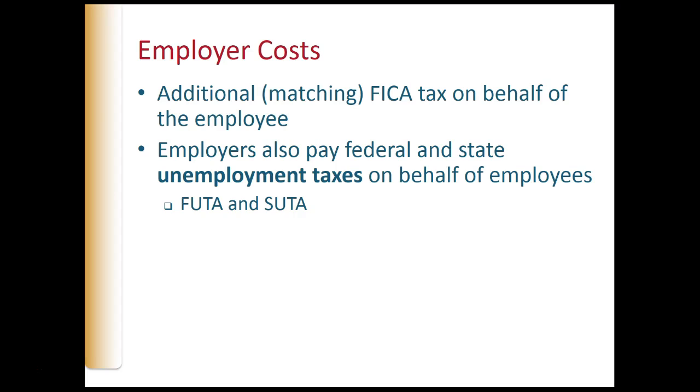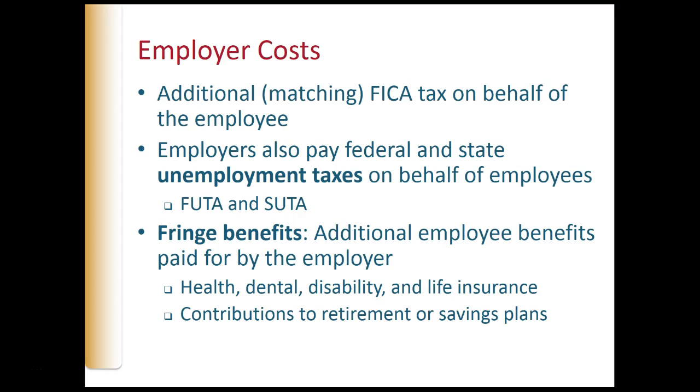Now, in addition to FICA, the employer must also pay federal and state unemployment taxes on behalf of its employees. The FUTA, or the Federal Unemployment Tax Act, requires a tax of 6.2% on the first $7,000 earned by each employee. This amount is reduced by a 5.4% maximum credit for contributions to state unemployment programs. So the net federal tax is usually 0.8%.